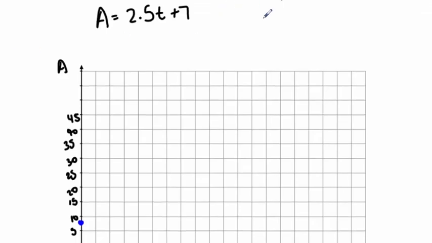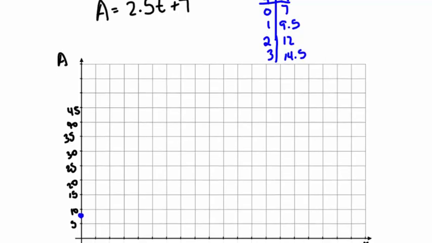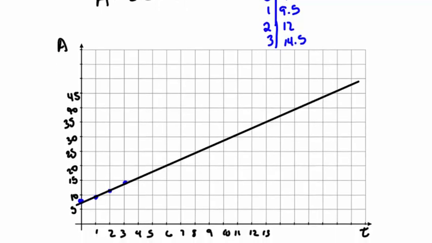In my table, my first ordered pair is (0, 7), the y-intercept. I know that if I use a 1 for a t value, I'm going to increase by 2.5. 7 plus 2.5 is 9.5. If I increase one more to 2, I add another 2.5. This will put us at 12. And for a t value of 3, we'll add one more 2.5. This will put us at 14.5. Let's graph these ordered pairs to help us graph this equation. You can grab a few more ordered pairs if it's going to help you graph.